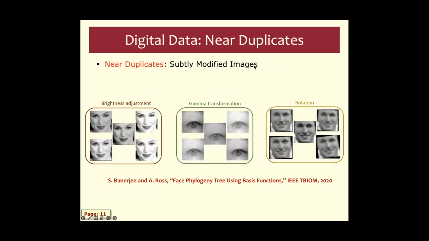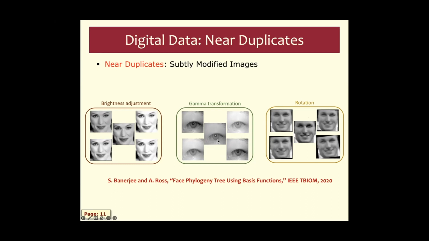Another challenging problem is that of near duplicates. These are subtly modified images. And as the name suggests, they're near duplicates, so they look very similar. For example, you have 5 images here, and these images have been derived from one of these images here, and they've been subtly modified. Or you can apply a gamma transformation, or even some subtle geometric transformations like rotation.